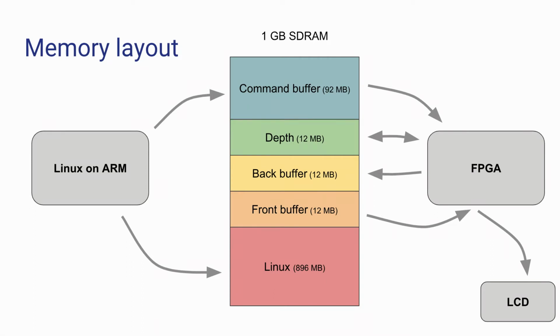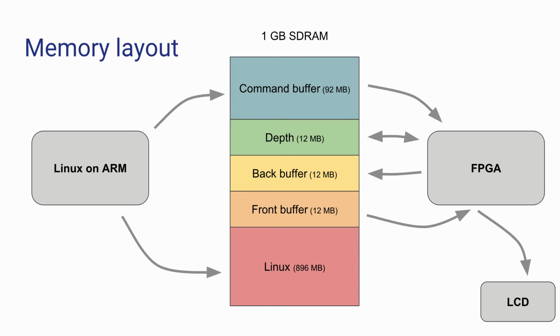So the ARM here was running Linux, and it was generating this triangle list in the command buffer on top. I call it a command buffer because it wasn't just triangles. It was stuff like clear the screen, draw a triangle, swap the buffer, and end. So draw this command buffer. The FPGA reads it.